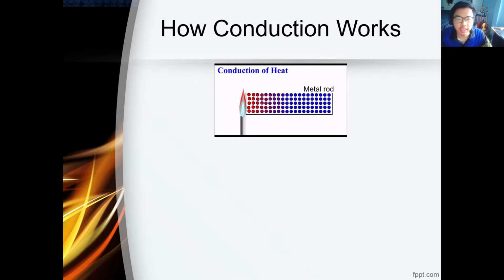This animation here shows you how conduction works, or how heat travels in this metal rod. You can see in the beginning, the heat is here first, and then eventually the heat energy travels down until the whole metal rod has become hot.